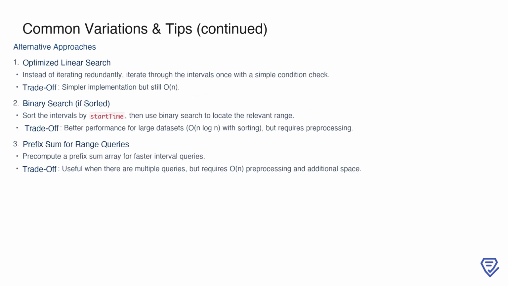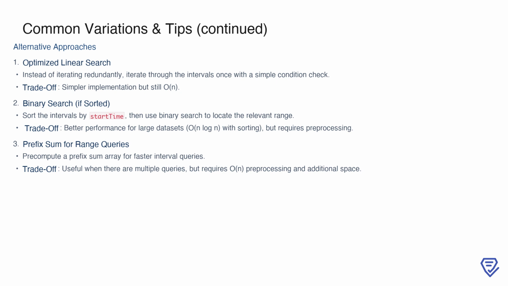When considering alternative approaches, an optimized linear search is a simple and effective solution. By iterating through the intervals just once and applying a straightforward condition check, you can solve the problem efficiently while maintaining O(n) complexity. However, if the intervals are sorted, binary search becomes a powerful option. Sorting the intervals by start time allows you to use binary search to quickly locate the relevant range, reducing the complexity to O(n log n) after pre-processing.